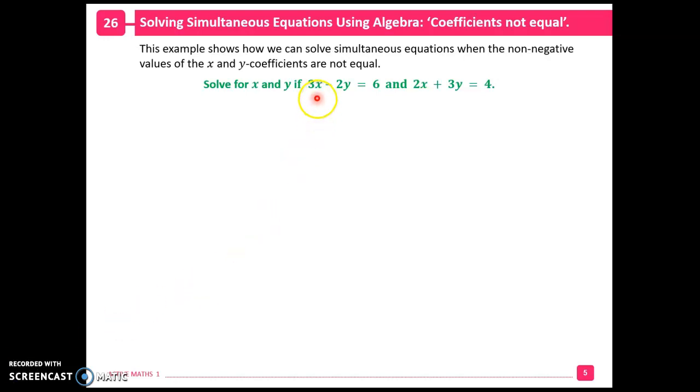We have the coefficient of x in the first equation is 3, but in the second equation it's 2, so they're not equal. If we look at y, the coefficient in the first equation is minus 2, and in the second equation it's 3, so they're also not equal. So we don't have a matching pair of coefficients, so it's not so straightforward to easily eliminate either x or y.